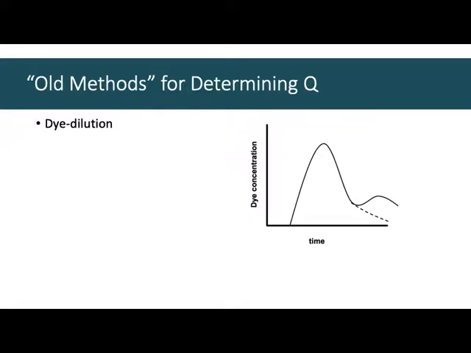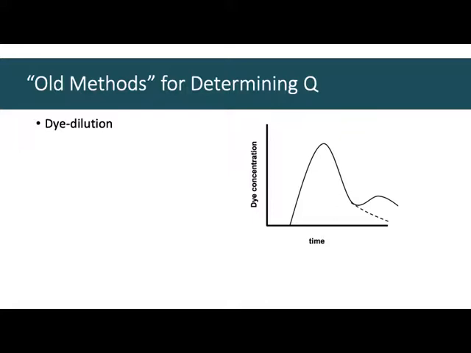worked based on the premise that if you inject something that's not normally found in the vasculature, and measured how quickly it was washed away, that could give you information about flow. And that makes sense, right? If you put something in that you can measure and it disappears quickly, it's washed away quickly, flow is probably quick. And the opposite is true. If you put something in that you can measure and then is not washed away quickly, flow is probably slow.